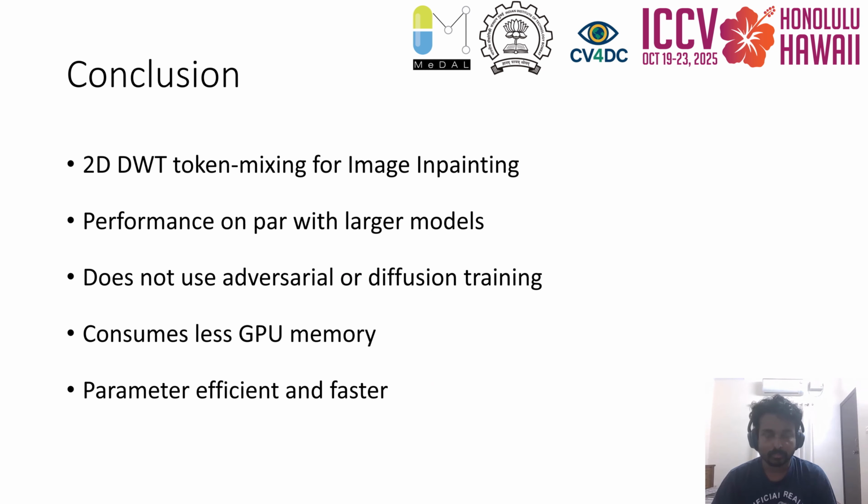In conclusion, we see that 2D discrete wavelet transform can be used for token mixing for image inpainting. The performance is on par with the previous larger models, and also we do not need adversarial or diffusion training. Our model consumes less GPU memory, and it is much more parameter efficient and faster.